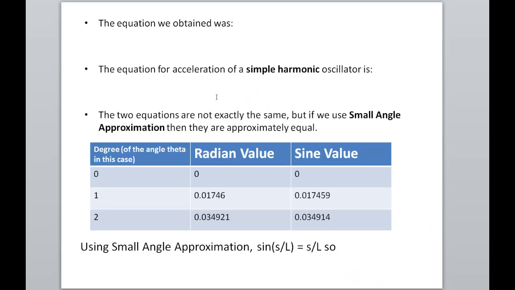So the equation that we obtained was the tangential component of acceleration is equal to negative g sine of s, which is the displacement, over L, which is the length of the string that connects to the pendulum bob. The equation for acceleration of a simple harmonic oscillator is this.